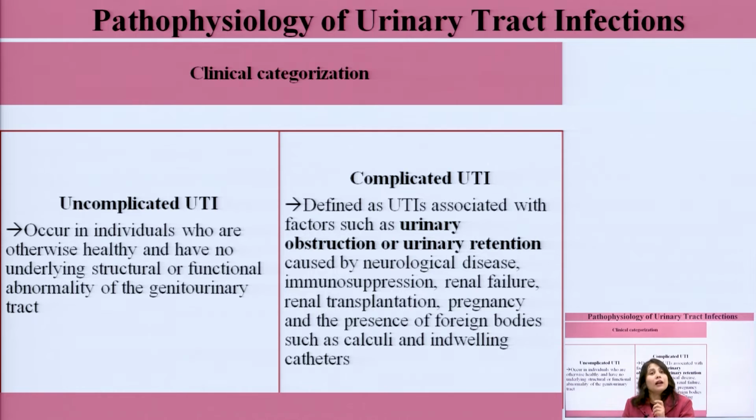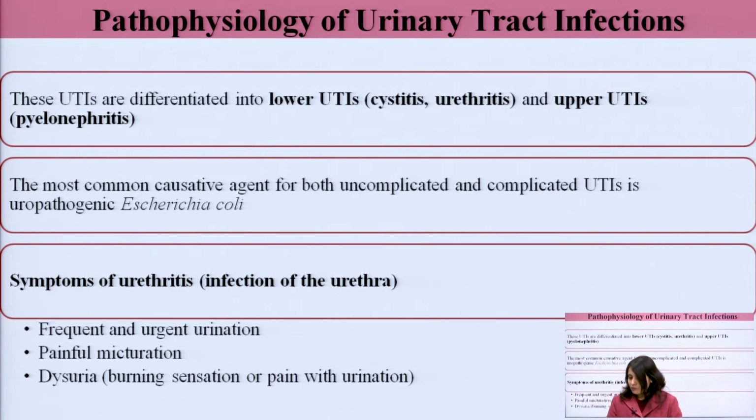There can be anatomical abnormality also, constriction of the ureter. The urine cannot pass out. So these types of abnormalities or ailments pre-exist, which forms a base, forms a media for the growth of the microorganisms. These UTIs are differentiated into lower UTIs and upper UTIs.